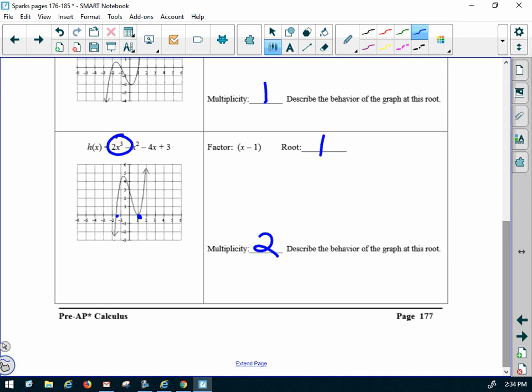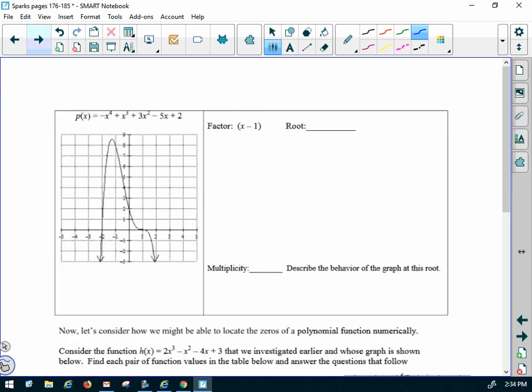Is that all that's on that page? Well, heck. Oh, okay, good.